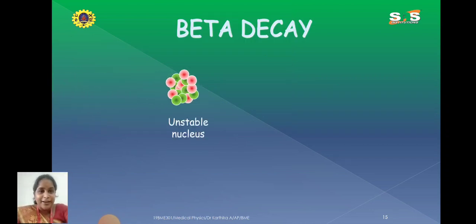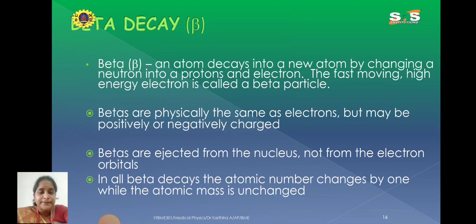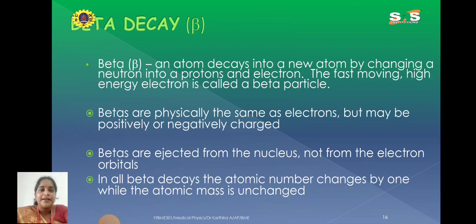Okay, next one is beta decay. Here we have an unstable nucleus that decays into a new nucleus and emits a beta particle. In beta decay, an atom decays into a new atom by changing a neutron into a proton and an electron. The fast-moving high-energy electron is called a beta particle.